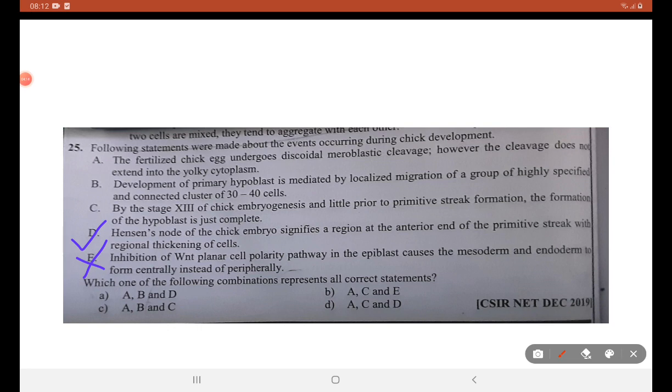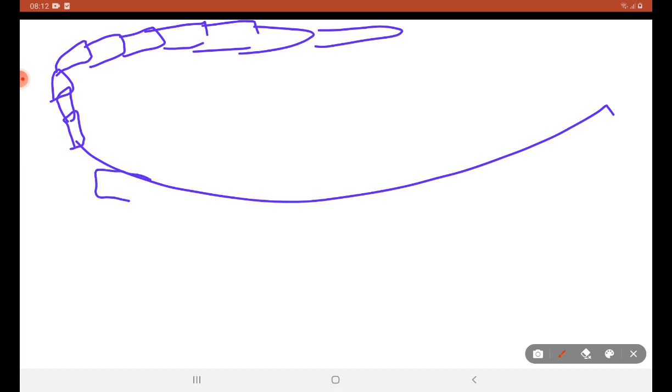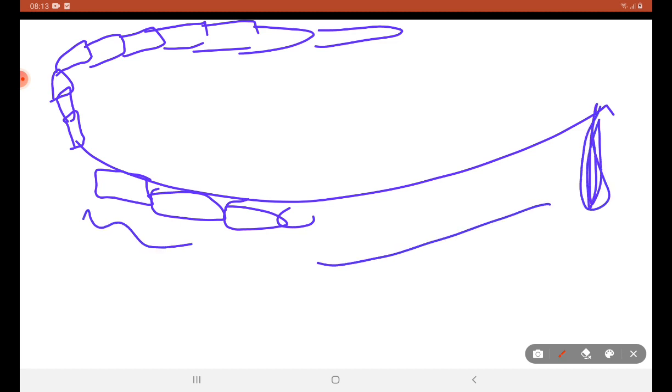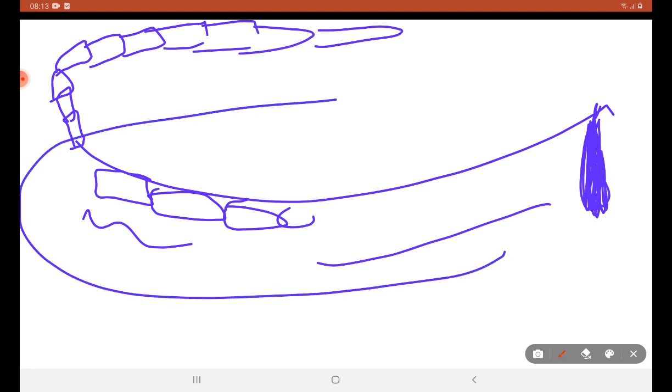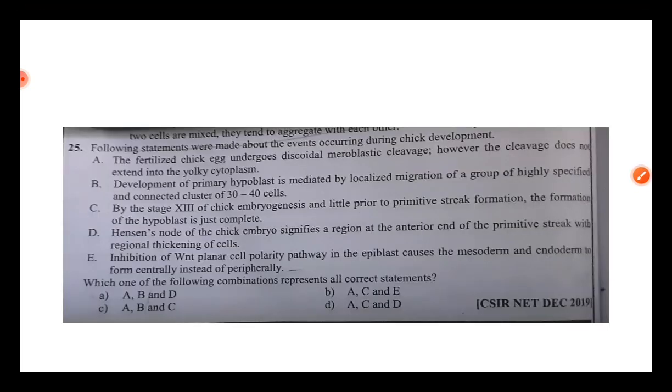By stage 13 of chick embryogenesis, a little prior to the primitive streak formation, the hypoblast is just complete. So consider the case during development. The cells that form above are called epiblast cells and the cells that form below are called hypoblast cells. The formation of cells below, the Koller's sickle here, the posterior ridge here, and all the formation will be complete by stage 13. This is the concept. C is the right answer.